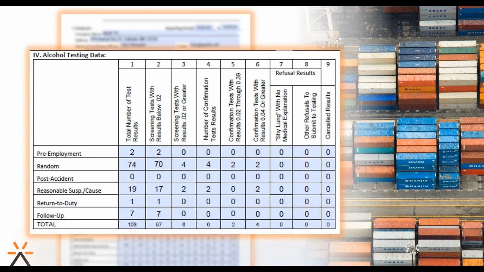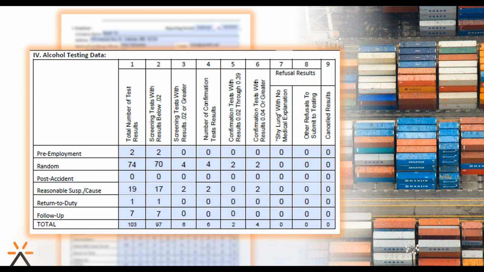All right, we'll go to the alcohol testing data. We're going to look at the similar things here. I would look at your random testing. Things to look at in random testing are the number of screening tests that we have. Everything should be below a 0.02, right? If I have a screening test that is greater than 0.02, so let's just say this number is 5 in the results of 0.02 or greater, and my confirmation test with results was 4. Then I know I had a test that went from above a 0.02 to below a 0.02 because that confirmation test is not correct. If there's a substantial difference in that, you might want to take a look at what's happening in your program there.